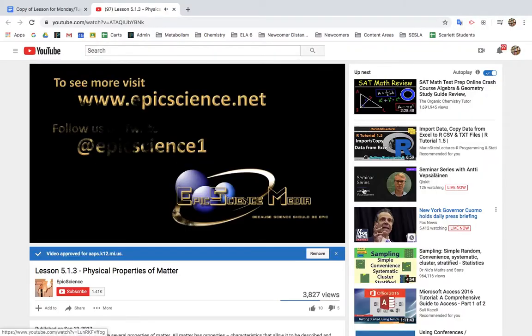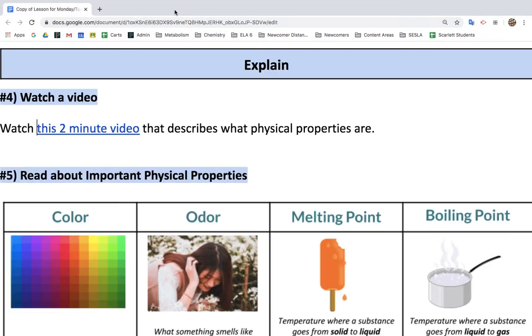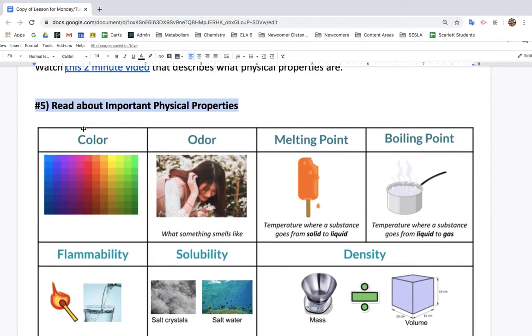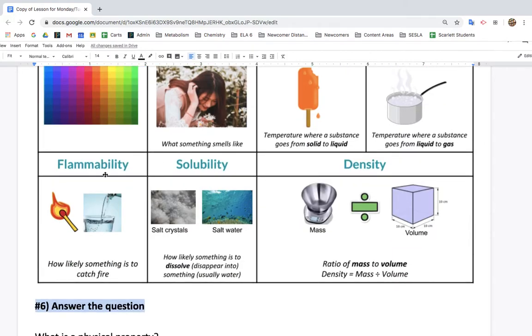All right, so now we've learned about physical properties. And here are some examples of physical properties that we need to read about. Color, that's a way to describe objects. Odor, you can describe how something smells. Melting point, the temperature it needs to be to turn from a solid to a liquid. Boiling point, the temperature it needs to be to go from a liquid to a gas.